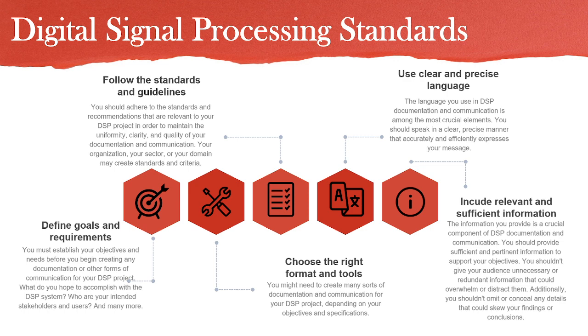So next, use clear and precise language. The language you use in DSP documentation and communication is among the most crucial elements. You should speak in a clear, precise manner that accurately and efficiently expresses your message. Next and final one, include relevant and sufficient information. The information you provide is a crucial component of DSP documentation and communication. You should provide sufficient and pertinent information to support your objectives. You shouldn't give your audience unnecessary or redundant information that could overwhelm or distract them. Additionally, you shouldn't omit or conceal any details that could skew your findings or conclusions.